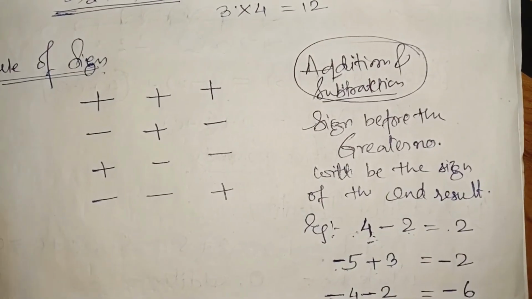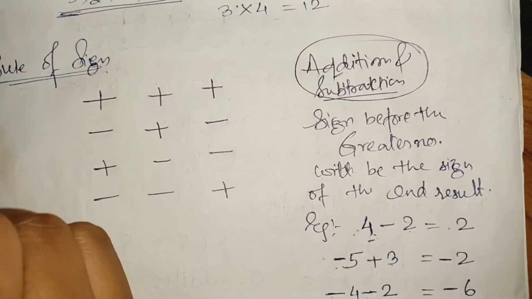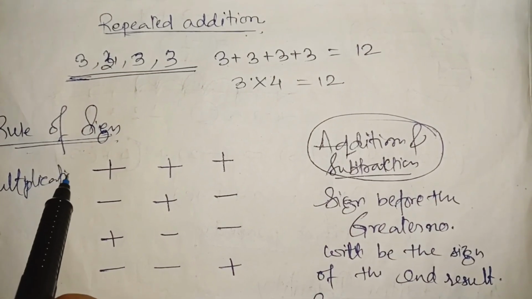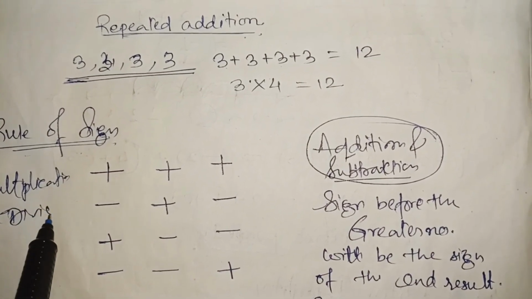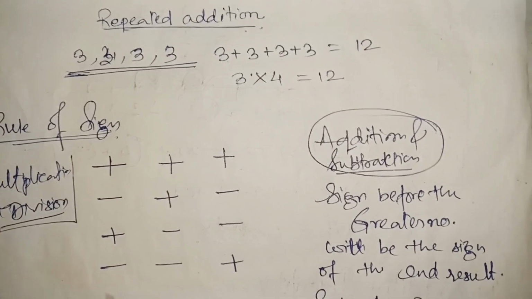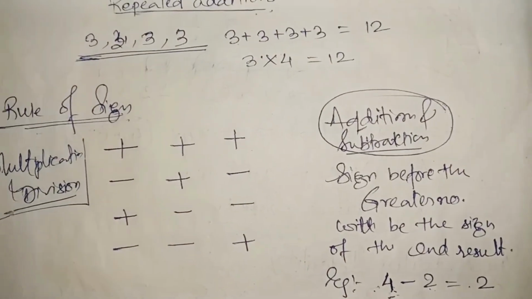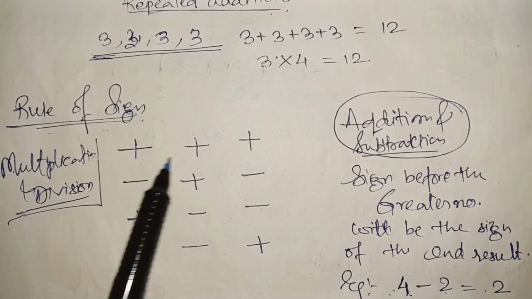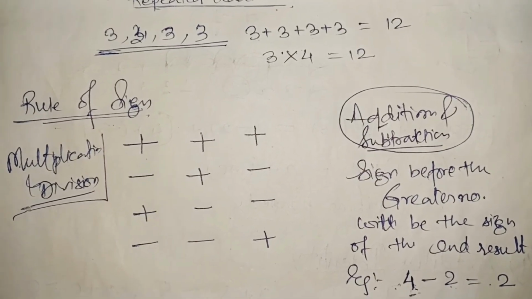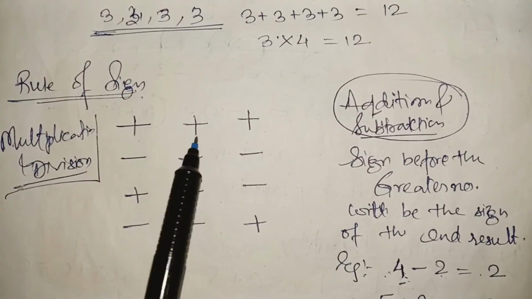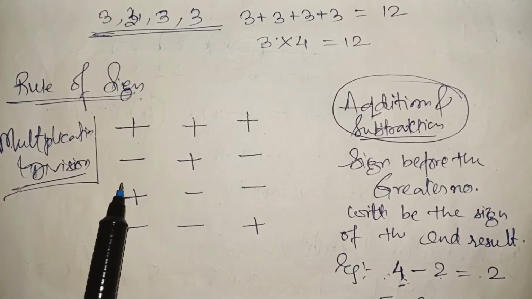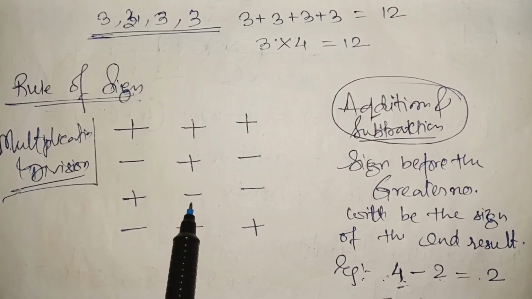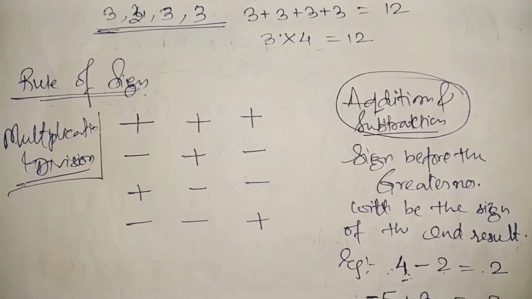Okay, now this is the rule of sign for multiplication and division. We will follow this rule for multiplication and division. So whenever we have any numbers with positive and negative signs, if both the numbers which we are operating on have the positive sign, then the result will be positive. If one is negative and the other is positive, then we'll have a negative result. And again, if both are negative, the result will be positive.